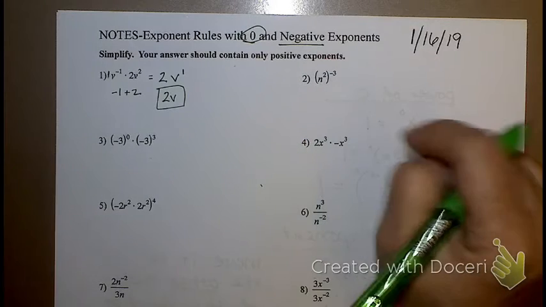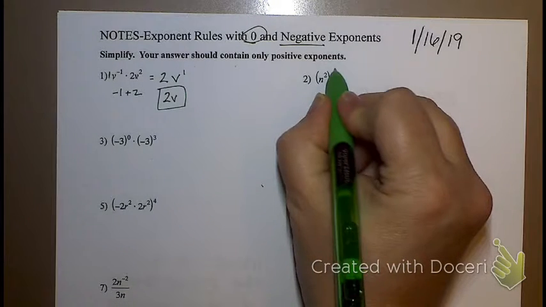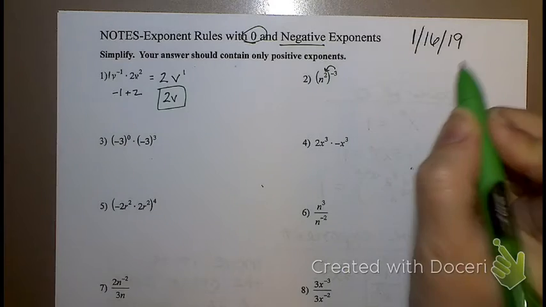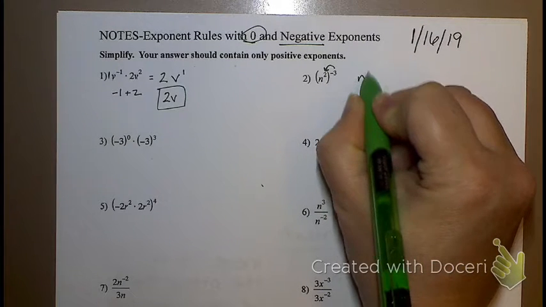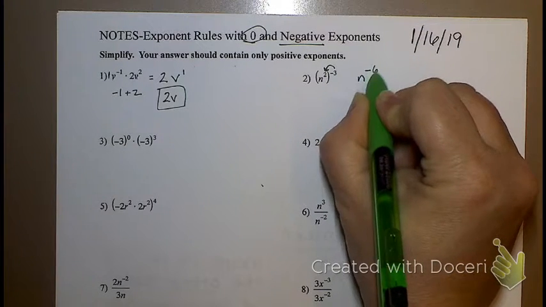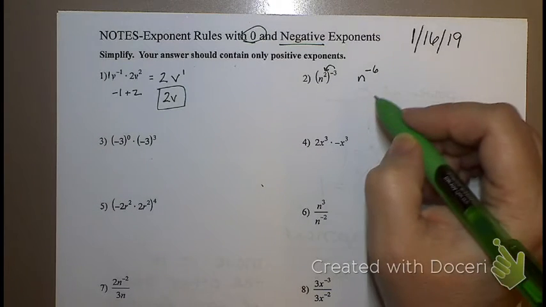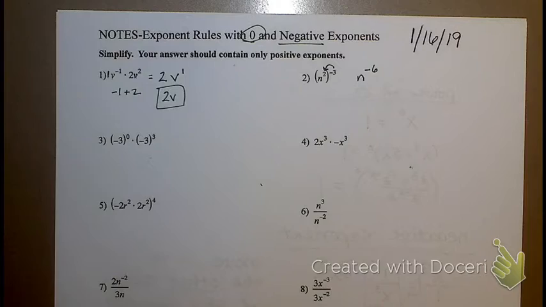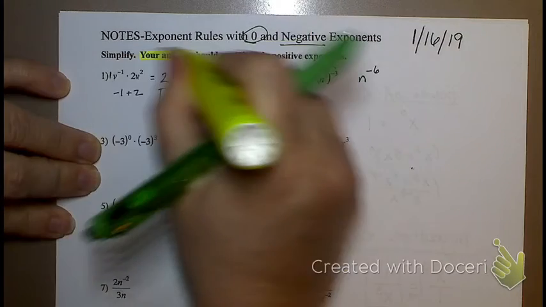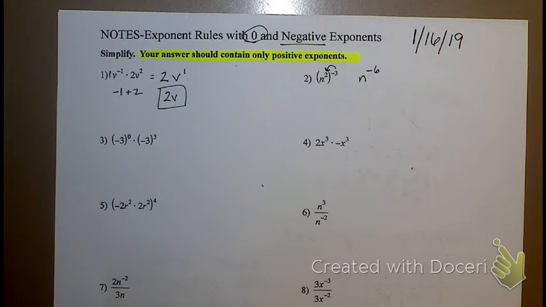Would I add those exponents? I'm distributing it, aren't I? So that would give me n to the negative 6, because 2 times negative 3 is negative 6. Can I leave my answer like that? No. And it even says so right there. No, I cannot leave my answer like that.